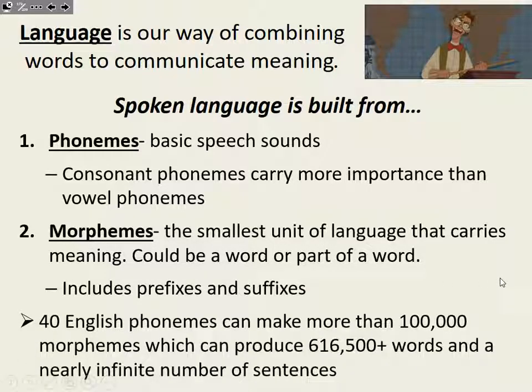So these English phonemes, of which there are 40, make up over 100,000 morphemes, which make up over 600,000 words, which we can make a whole bunch of unbelievable sentences with. I feel like every day I say a sentence that I've never said before in my lifetime. And that's kind of cool, when you think about that.